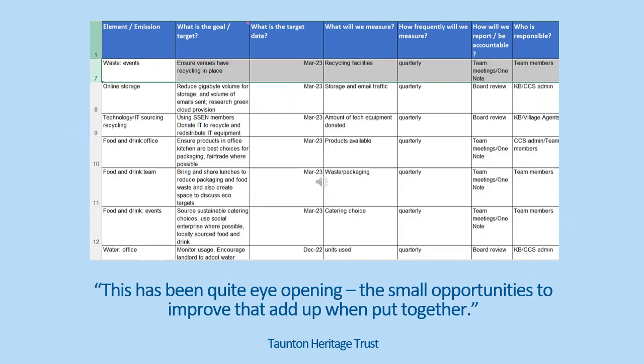So this is an example of the template that you will be filling in. We'll provide you with a blank template as well as an example that's already been filled in. And we're going to go through each of the emission elements in turn shortly to see what's most important to buildings and where you can make the most change and impact. And it allows you to make an action plan, which is a really creative tool for change. The quote here is from Taunton Heritage Trust, who completed the plan in last year's phase of the Decarb Somerset project.